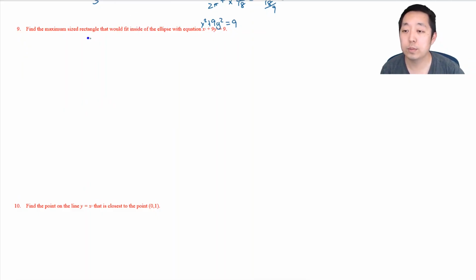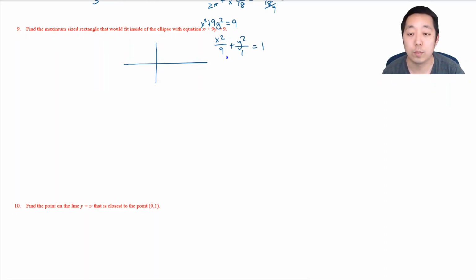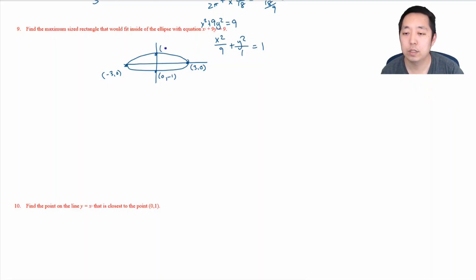Okay, maximum size rectangle that would fit inside this ellipse, x squared plus 9y squared equals 9. So the ellipse looks like this. I would divide it by 9, so it'd be x squared over 9 plus y squared over 1 is equal to 1. This is a standard form for an ellipse, and so it's going to be longer in the horizontal direction. These are going to be the vertices: (3, 0), (negative 3, 0), (0, negative 1), (0, 1).